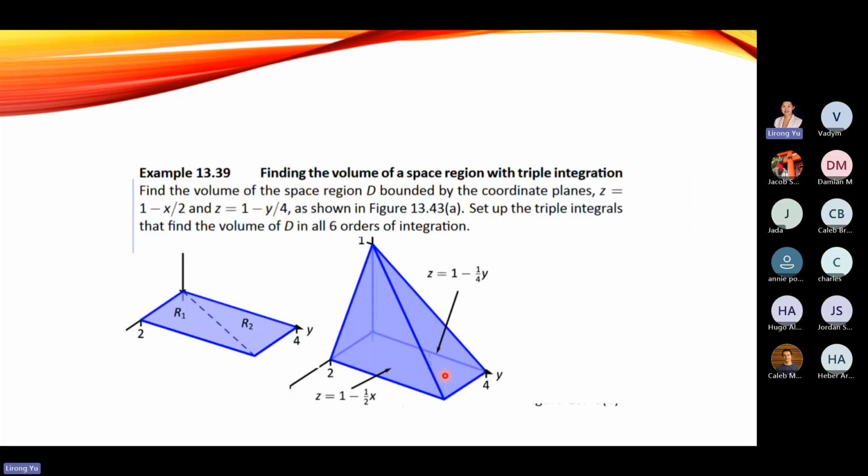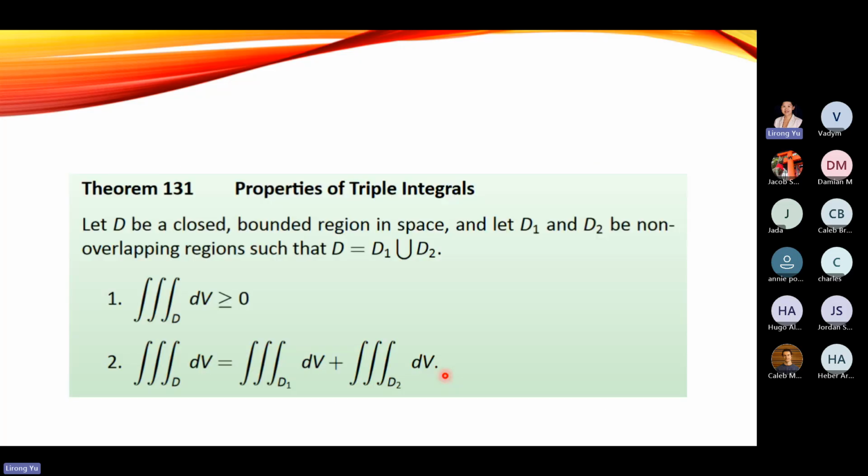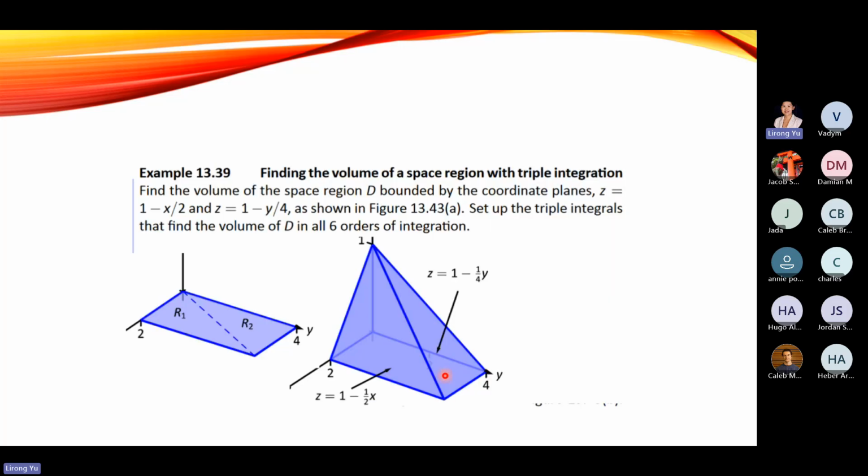All right, this is the reason we need this, because we have this example. Here we have a question. We want to find the volume of the space region bounded by the coordinate planes, which means the yz plane, the xy plane, and the xz plane. There are three coordinate planes here: the one at the bottom, the one on that side, and the one on that side.